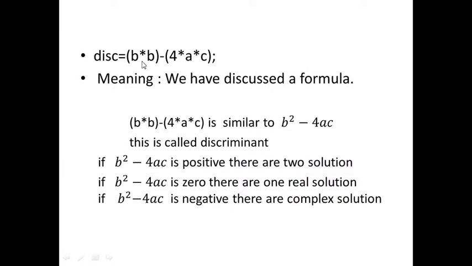Now disc is equal to B into B minus 4AC. This will determine the disc value. So B square minus 4AC is called the discriminant. If B square minus 4AC is positive, there are two solutions. If B square minus 4AC is 0, there is one real solution. If B square minus 4AC is negative, there are complex solutions. So let us see an example of this.